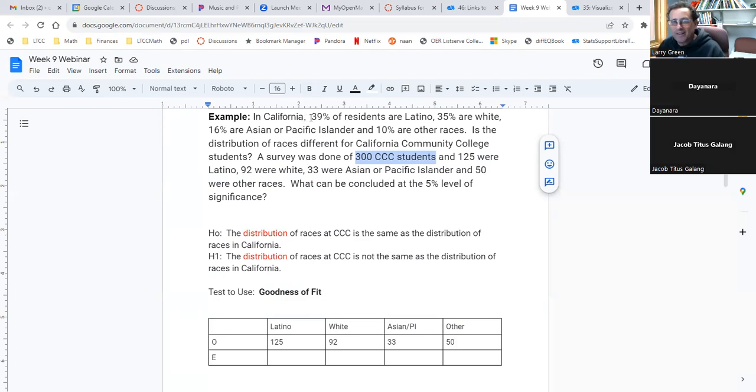Here's a hint. 39% of residents are Latino, and we are surveying 300 people. Not quite division. One more guess: it's kind of the opposite of that.